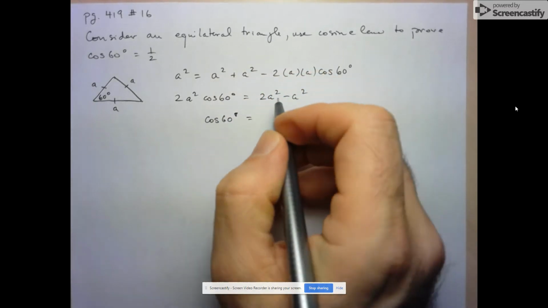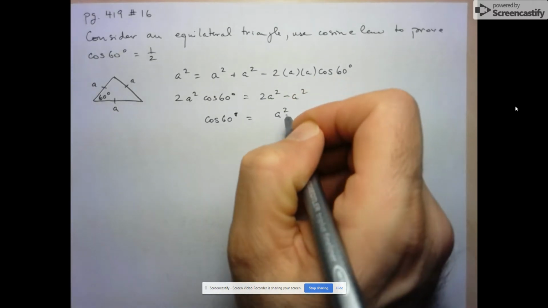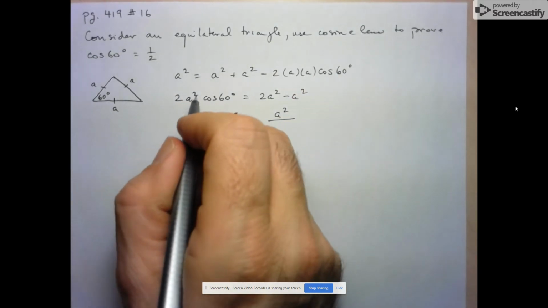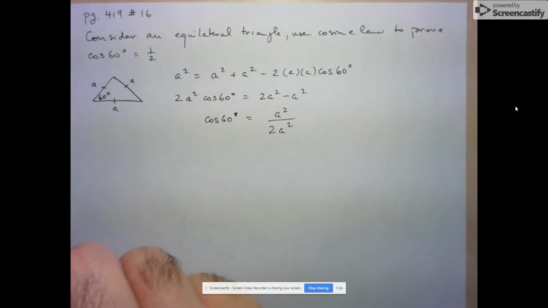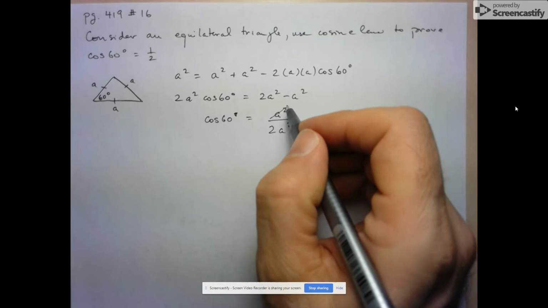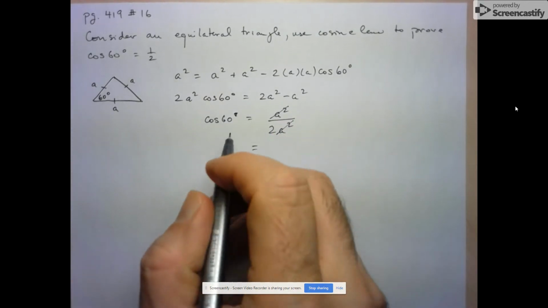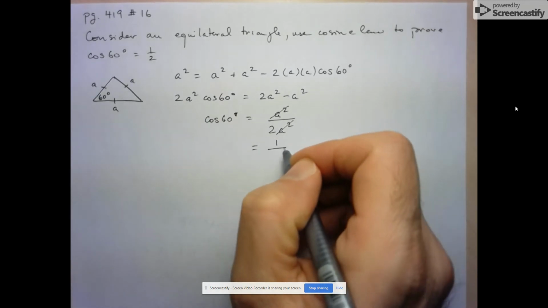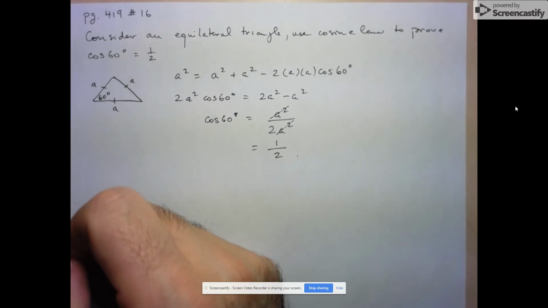Okay, so here on the right-hand side, we're left with 2a squared minus a squared, which is just a squared, divided by this coefficient here, 2a squared. And here we see why this ends up working, because we can reduce: a squared over a squared is just equal to 1. So this shows that cosine of 60 is just equal to 1/2, without needing to use our calculator.